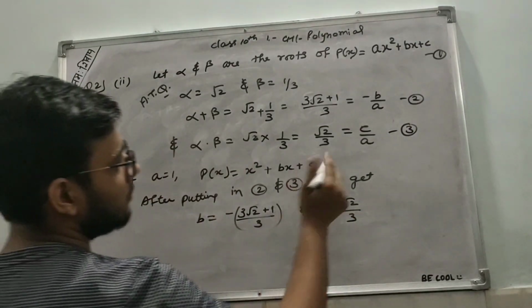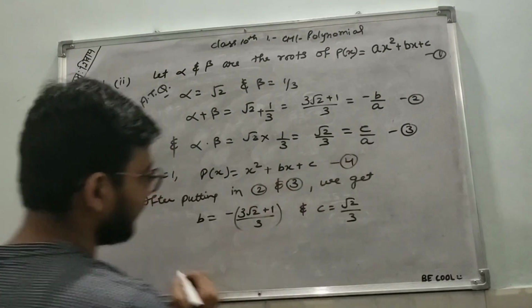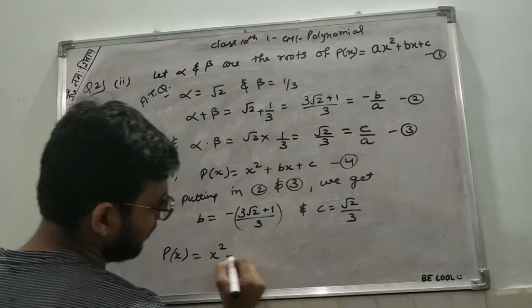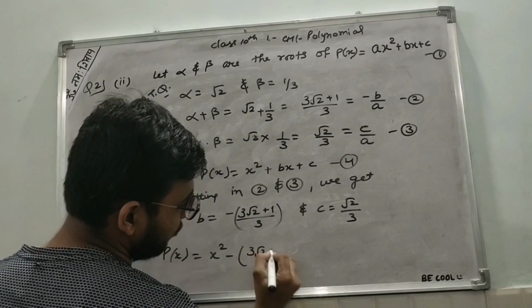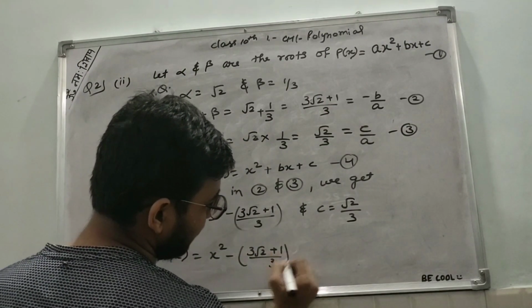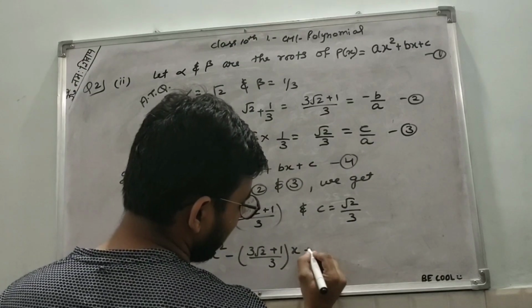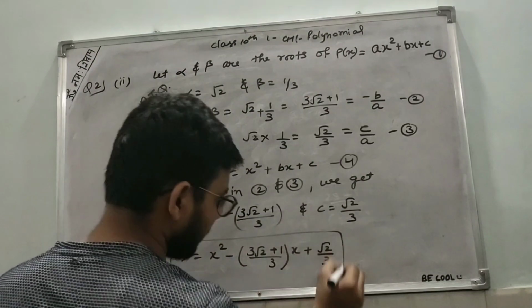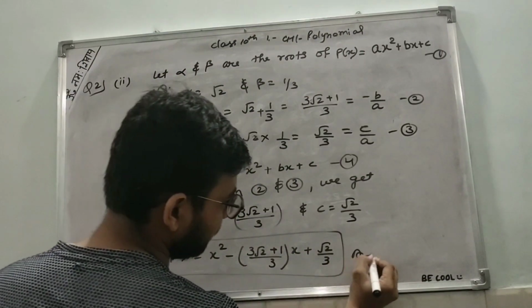Put these values in fourth. We get p(x) is equal to x² minus (root 2 plus 1 by 3) x plus root 2 by 3. That is your answer, the required answer.